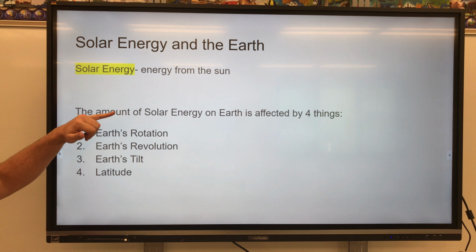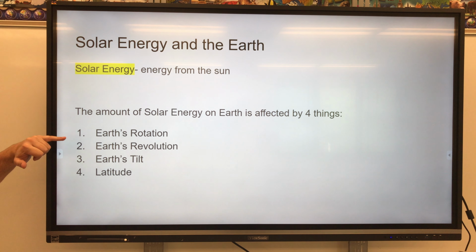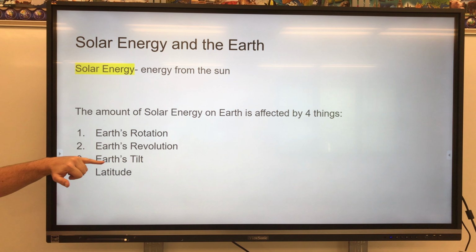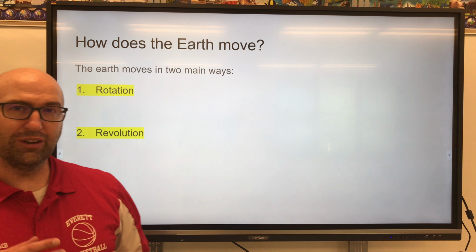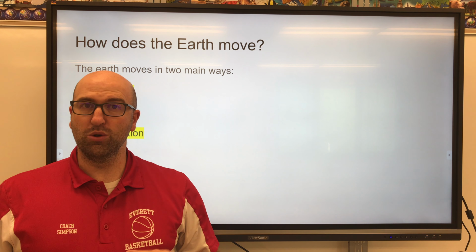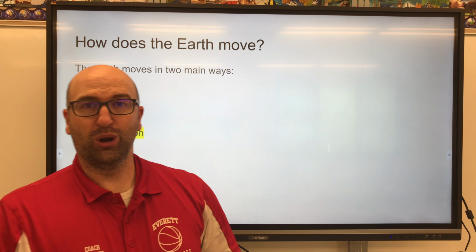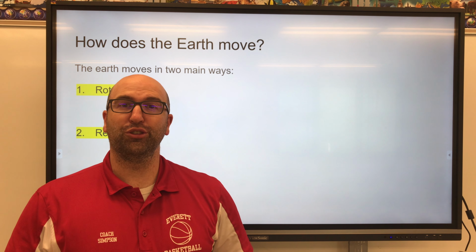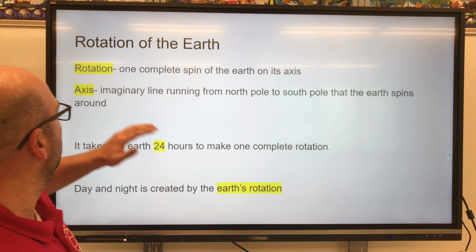And the amount of solar energy on Earth is affected by four things. And that's Earth's rotation, its revolution, the Earth's tilt, and our latitude. So we're going to look at how the Earth moves. And there's two main ways how the Earth moves. The Earth rotates and the Earth revolves. So we'll take a look at what each of these ways move like.